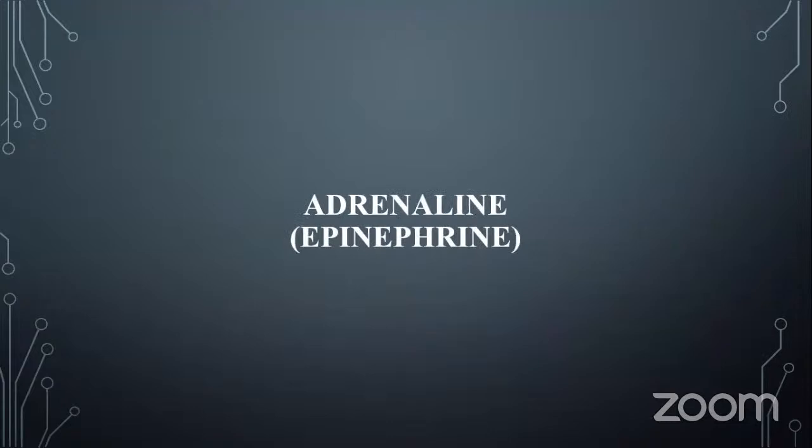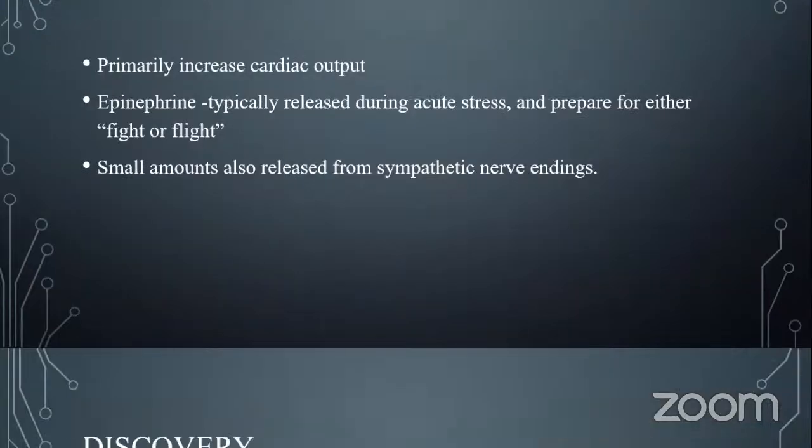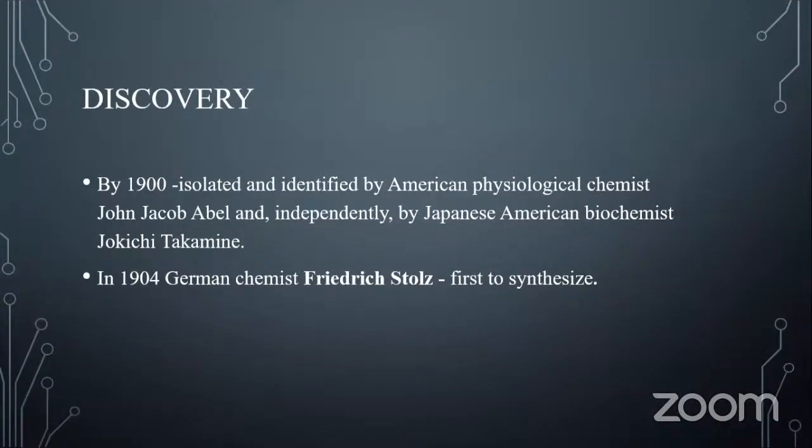Let us discuss a few words about adrenaline. It is a drug which acts mainly to increase the cardiac output. Epinephrine is typically released during acute stress and prepares an individual for flight or fight responses. A small amount of adrenaline is released from the sympathetic nerve endings. It was first identified by the American physiological chemists John Jacob Abel and Jokichi Takamine in the 1900s. It was first synthesized by German chemists in 1904.